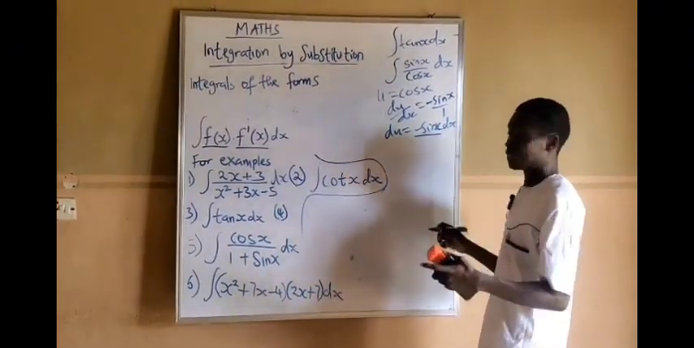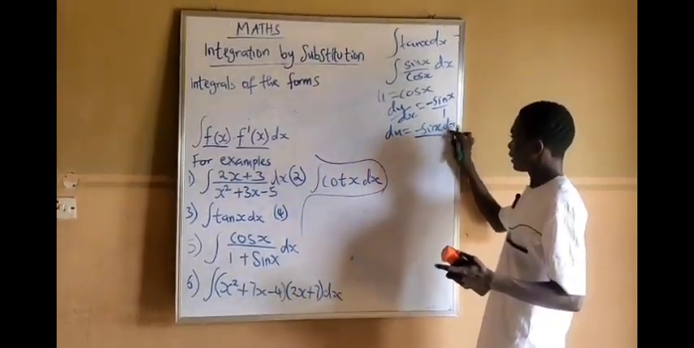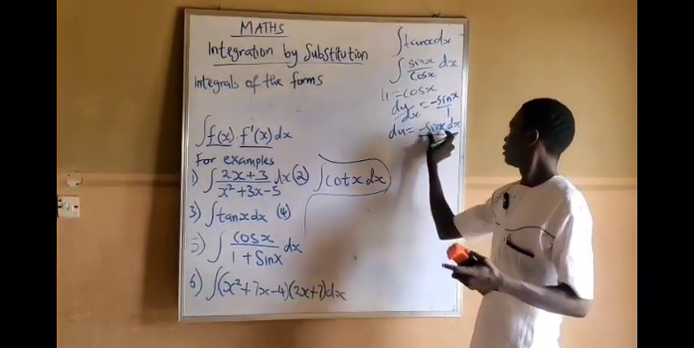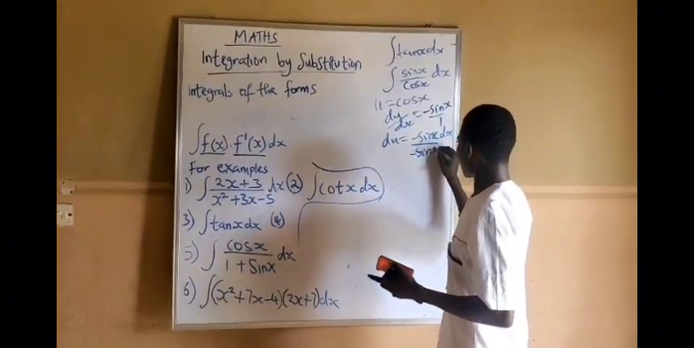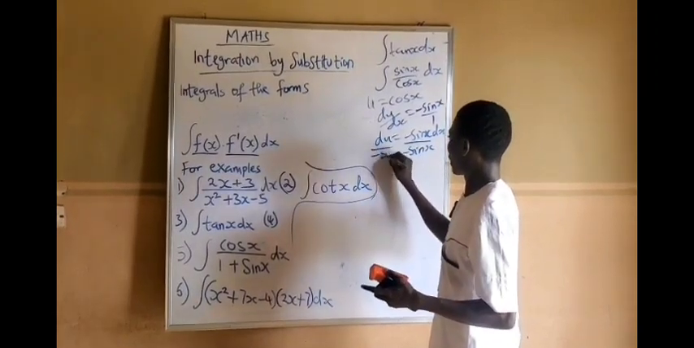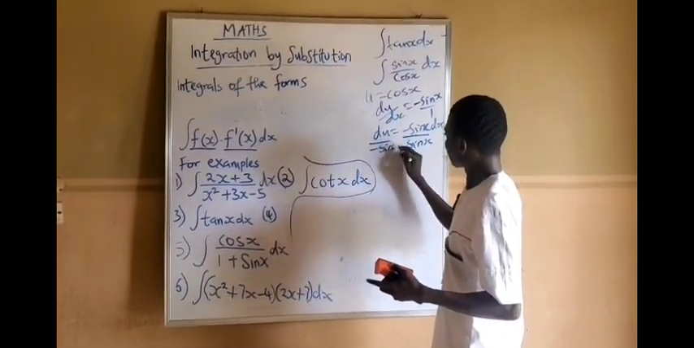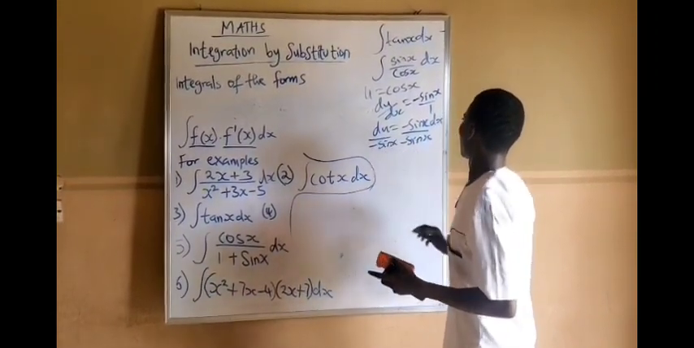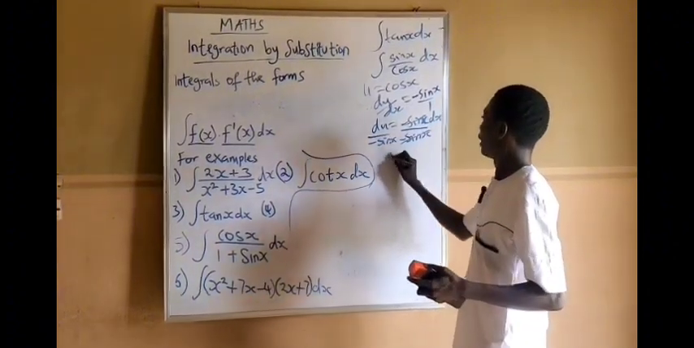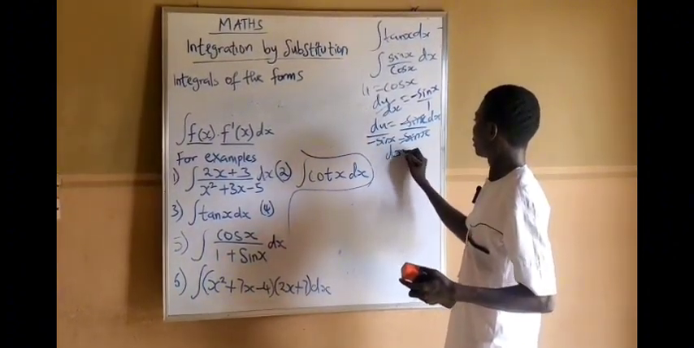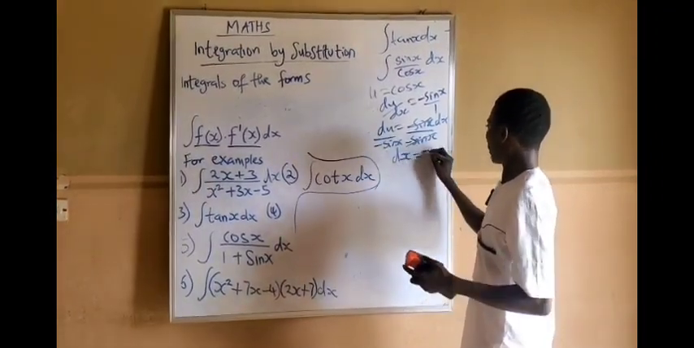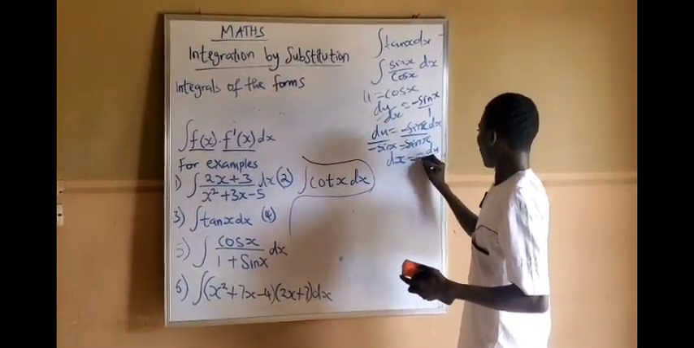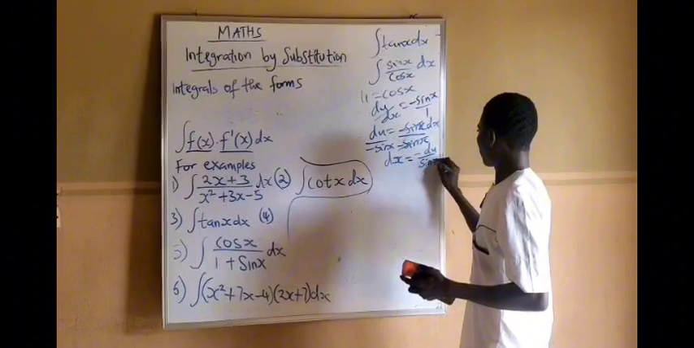What I mean by coefficient is everything beside the x here. So we divide by the coefficient of the x: minus sine x, minus sine x. So this cancels this. dx equals, bringing this minus here, we have minus du over sine x.